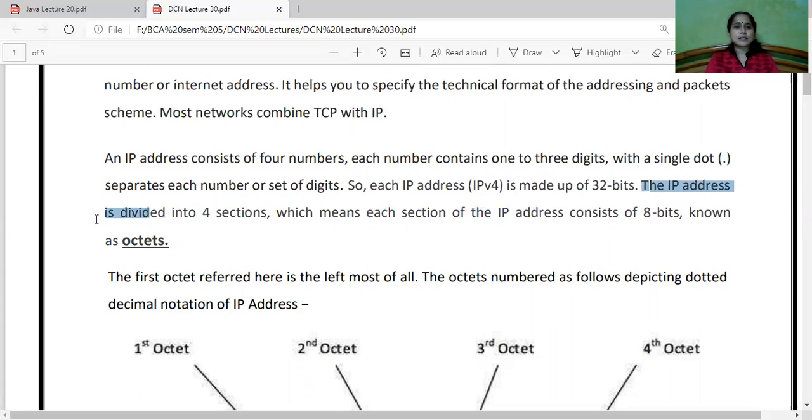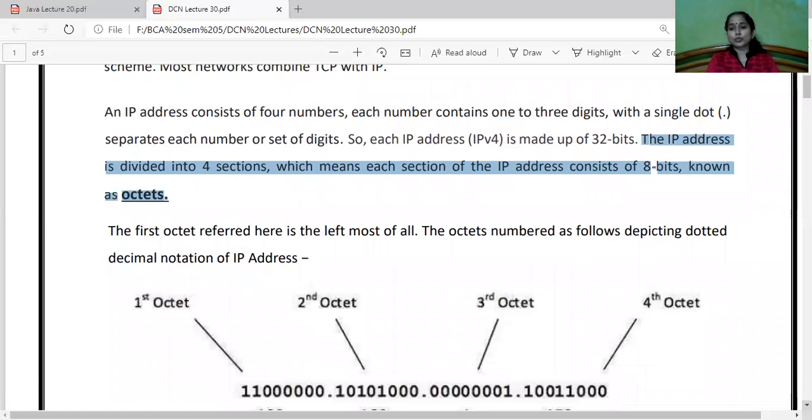The IP address is divided into 4 sections, as I said, which means each section of the IP address consists of 8 bits. And these 8 bits are known as octets. So, इसीलिए IP address आप देख सकते हो ना, first octet, second octet, third octet and fourth octet. क्वाड ऑफ ऑक्टेट्स कहलाता है आईपी एड्रेस. क्वाड मींस 4 हिस्से और हर हिस्सा 8 बिट्स का, तो 8 का ऑक्टेट हो गया. और क्वाड इज फॉर 4 पार्ट्स. तो क्वाड ऑफ ऑक्टेट्स इज अनदर टर्म यूज्ड फॉर आईपी एड्रेसिंग स्कीम.